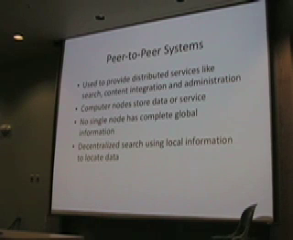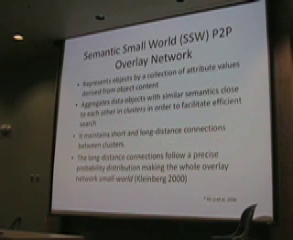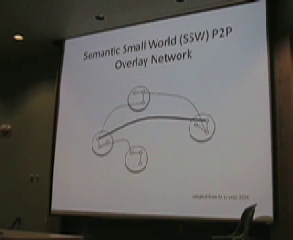In this setup, computer nodes store data or service, and of course, no single node has complete information about the whole system. The idea is to use decentralized search using only local information to find the data or service that you are interested in. We're going to look at a specific peer-to-peer overlay network called Semantic Small World, SSW, which represents objects by a collection of attribute values derived from object content or metadata. It aggregates data objects with similar semantics close to each other in clusters so as to produce decentralized search times. So this is a diagram of a system.